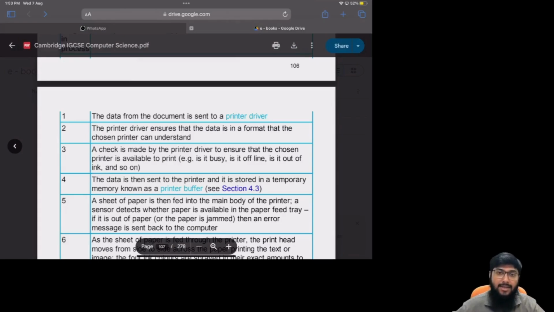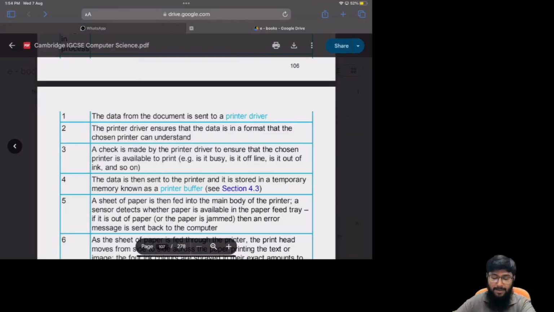Now printer driver is actually a sort of utility software. Utility software are those softwares that help the operating system to operate. So a printer driver is a type of utility software that builds up the connection between the printer and an application. For example, right now I'm utilizing Adobe. If I'm going to print this book, between this Adobe and the printer, the software is going to create a bridge, or you may say a connection. That is known as a printer driver. So data from the document is sent to the printer driver.